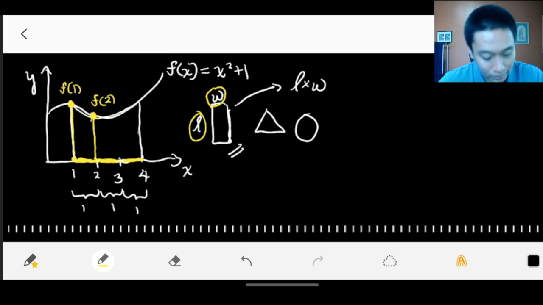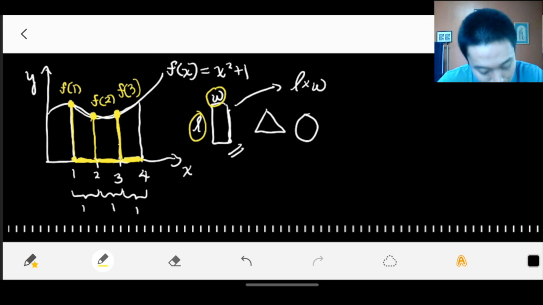So if I select f of 1 to be the height of my first rectangle, for my second rectangle with this base right here, I'll have to select f of 2, which corresponds to the left side of that rectangle, the left height, as I would say. And for the third rectangle, with this width, your height has to correspond to f of 3, since that is the left height of this third rectangle.